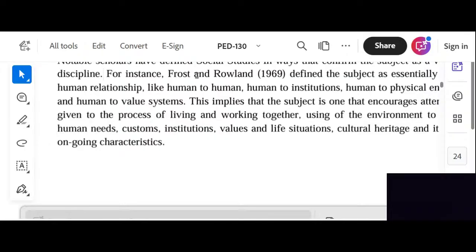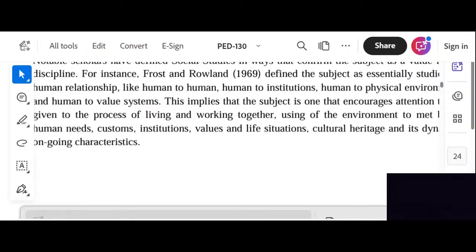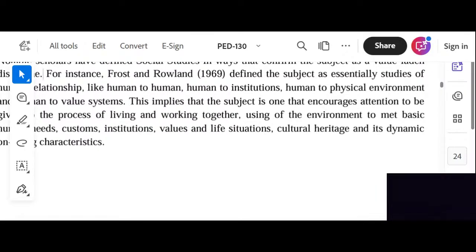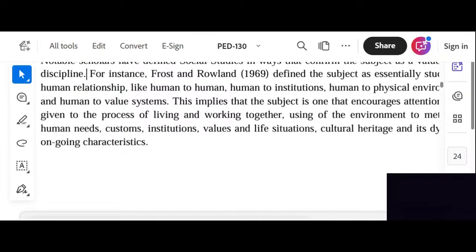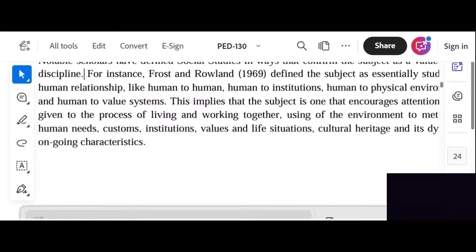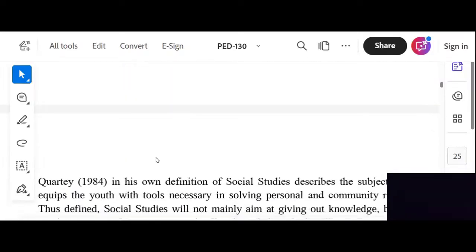I will take the definition by Frost and Rowland again, just for it to sink better into our mind. They defined the subject social studies as essentially studies of human relationship. That is the main thing you should remember. It is essentially the study of human relationship. But what are the things humans relate with? Human to human relationship, human to institutional relationship, human to physical environment relationship, and human to value systems relationship. So that is what Frost and Rowland said in 1969.